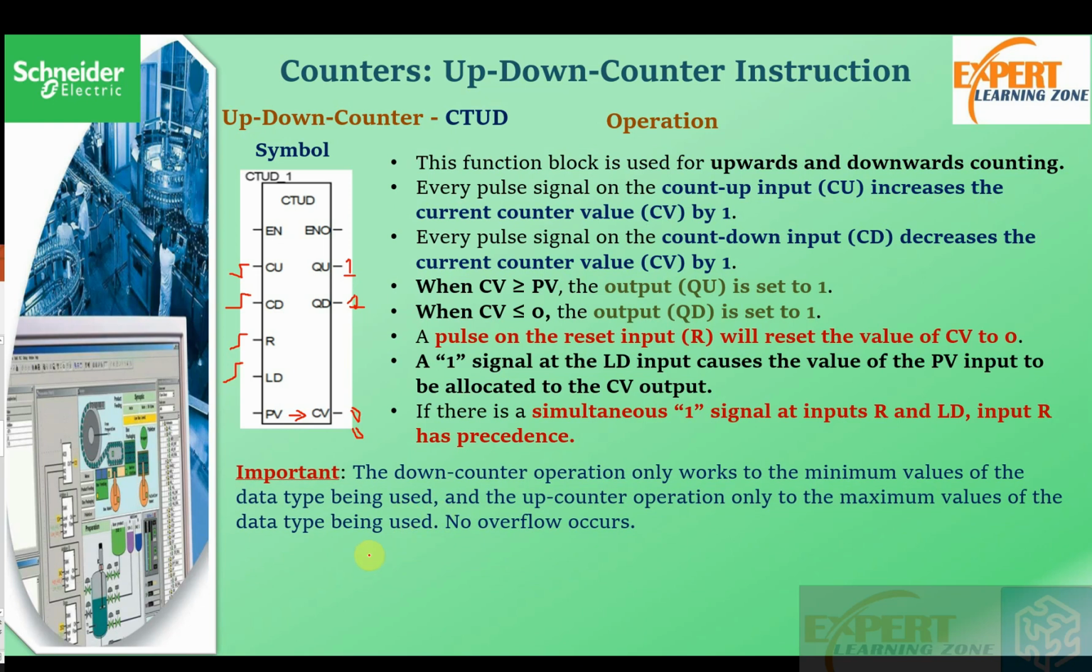So let's continue. An important note, it says that the down counter operation only works to the minimum value of the data type being used, and the up count operation only works to the maximum value of the data type being used. For example, if we are using a signed integer value, then we can only count to the maximum value of the signed integer and to the minimum value of the signed integer.